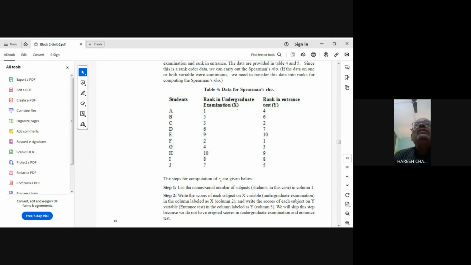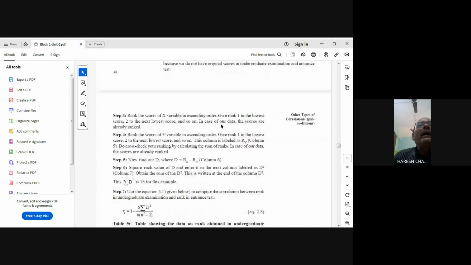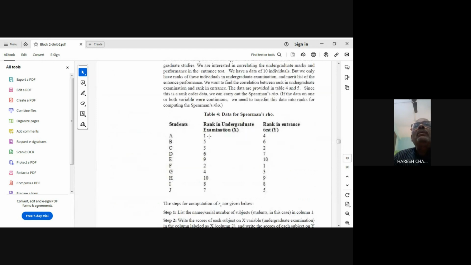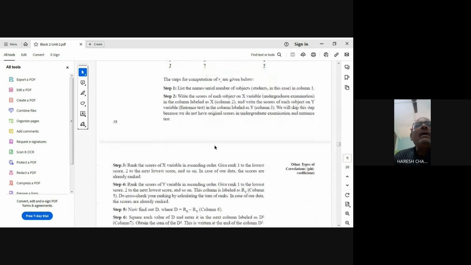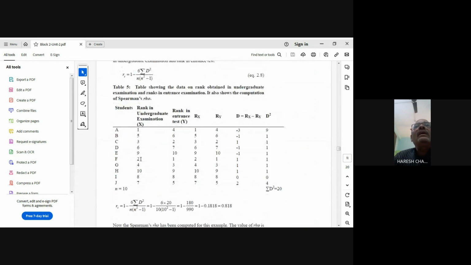Now this is the correlation. Now, how to find out one rank? This is rank of X, rank of Y, and you have to find out this. This is the calculation. X minus Y, D. 1 minus 4, 3; 5 minus 6, minus 1; 3 minus 2, 1. This is called D or rank difference, which can be found by Rx minus Ry.